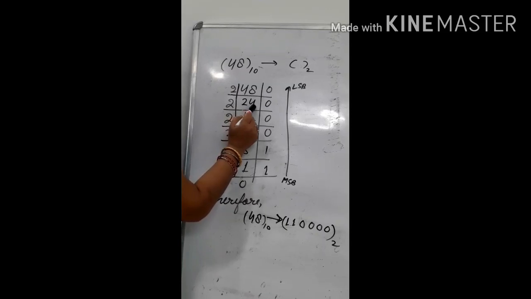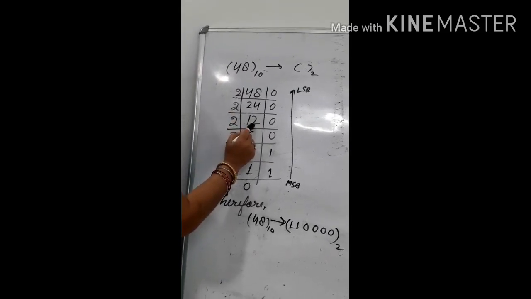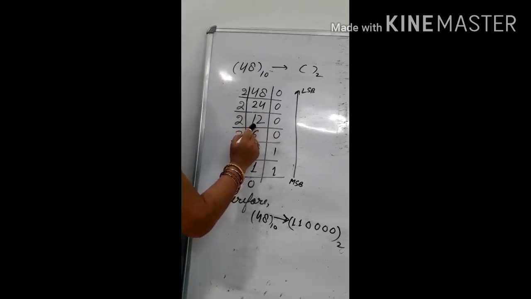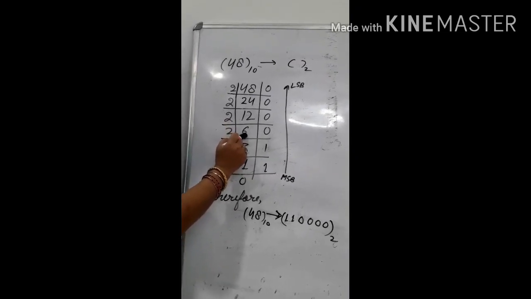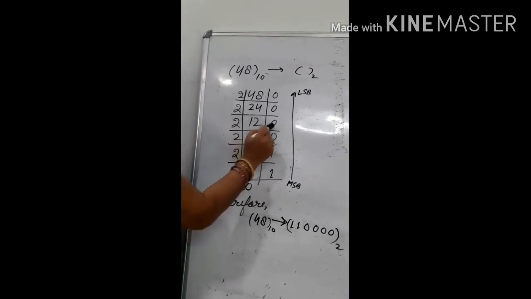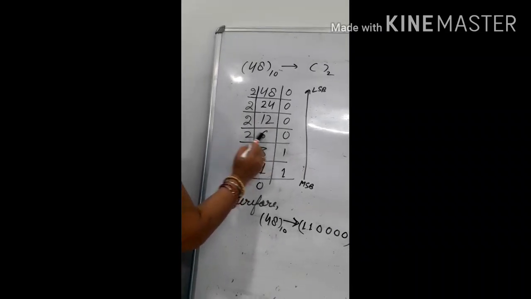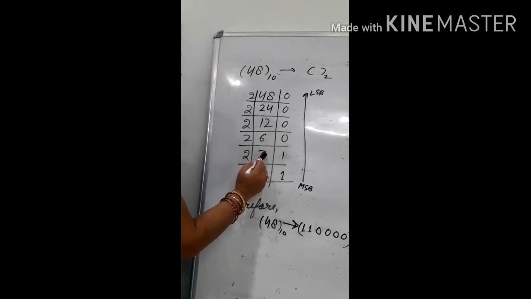Further, we divide this quotient by 2. 2 12s are 24 and remainder is 0. Again, we divide this 12 by 2. 2 6s are 12 and remainder is 0. Now we divide this 6 by 2. 2 3s are 6 and remainder is 0.